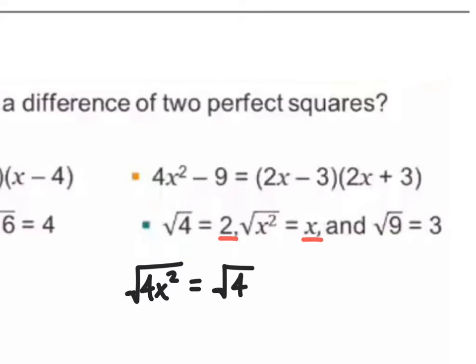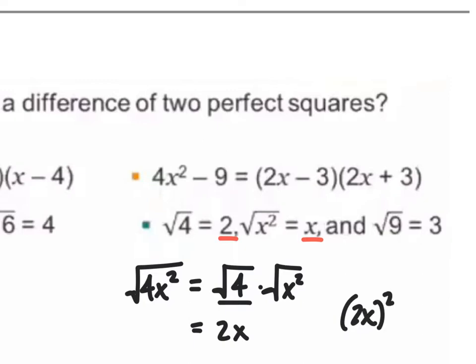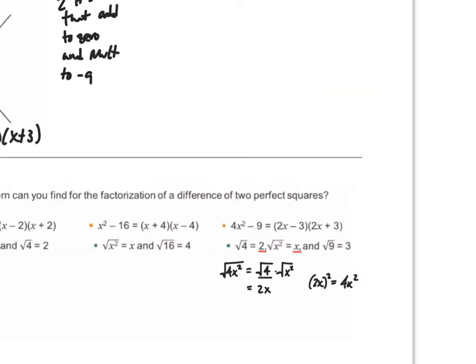I can take the square root of 4 and multiply it by the square root of x squared. And as a result, the square root of 4 is just going to give me 2, and the square root of x squared is just going to give me x. And so I know that if I take the quantity 2x and square it, that's just going to give me 4x squared. It goes both ways. So that's the idea.